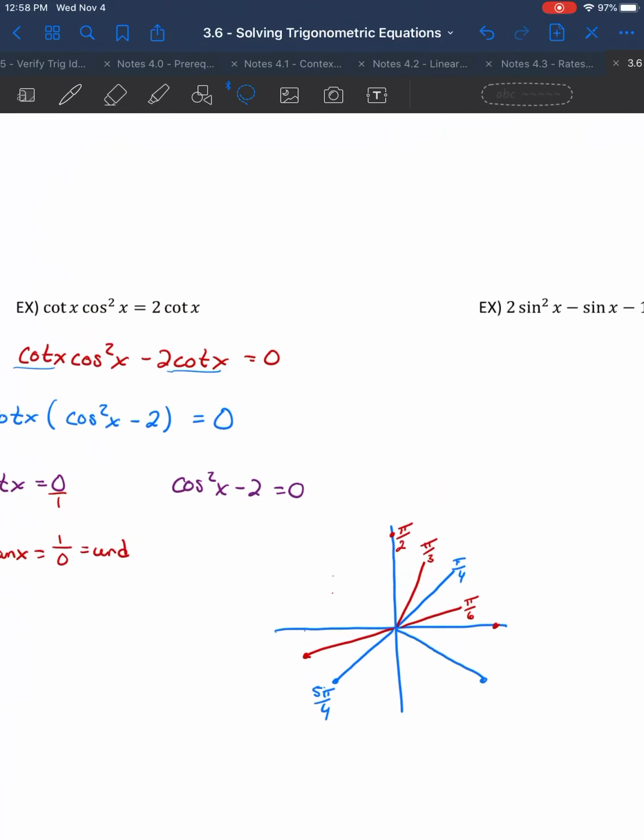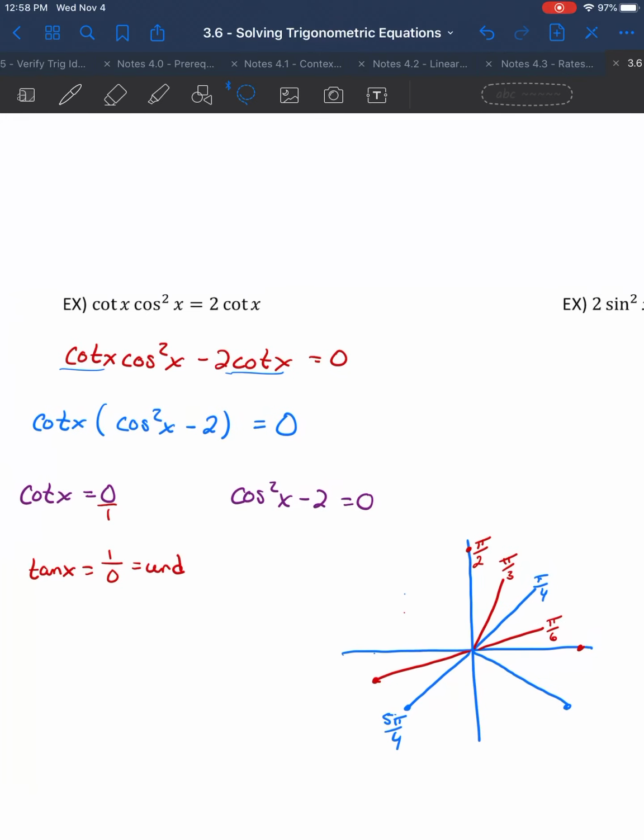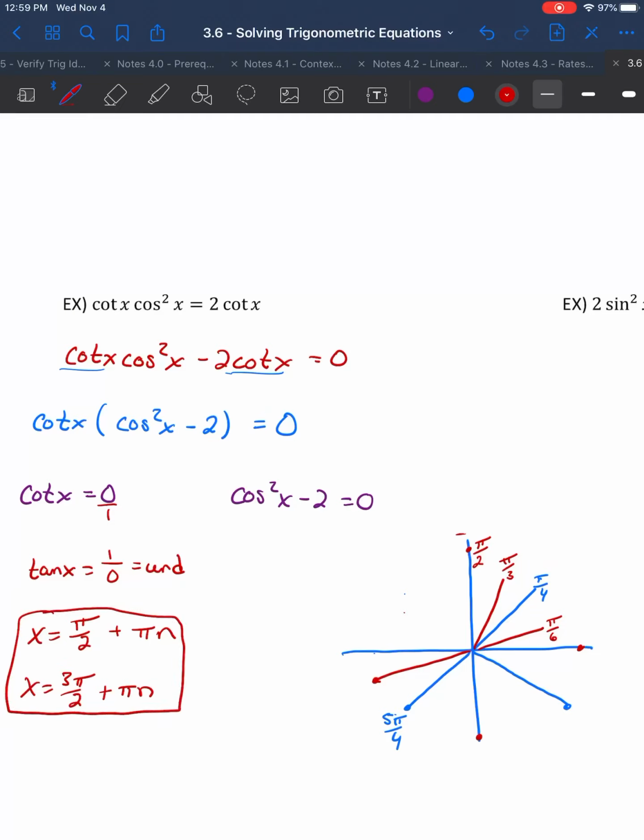So my unit circle, let me bring it down here. When is tangent undefined? Well, I know tangent is 0 at 0. Tangent is undefined up here at pi over 2. And then get our infinites by adding plus pi n. And then where else is tangent undefined? At the other vertical, 3 pi over 2. Plus our pi n.